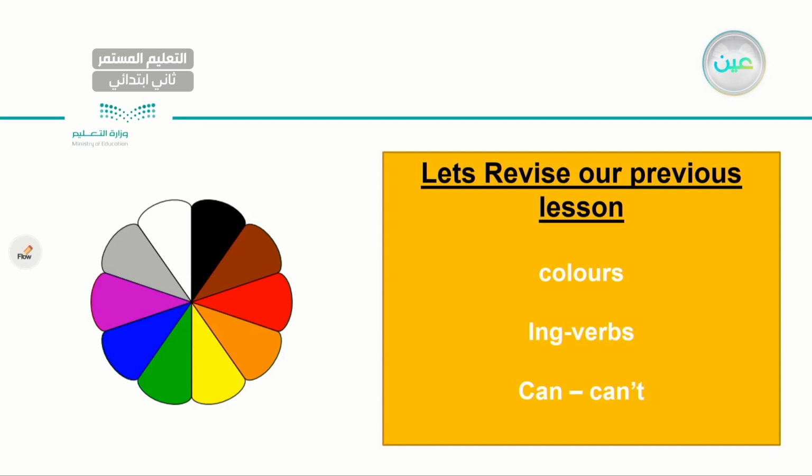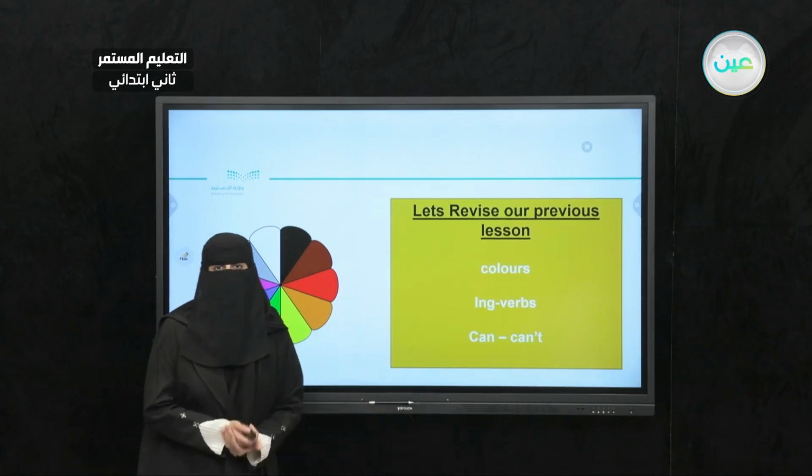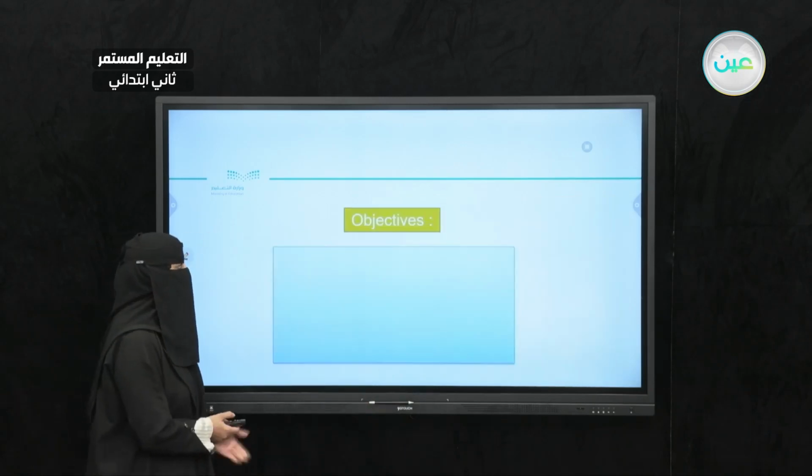In the previous lesson, we revised colors, and you did an awesome job naming different kinds of colors. Also, we used them to describe people's outfits. What are they wearing? And we matched them with the colors. Also, we practiced using ing verbs, playing, jumping, skipping, and you were able to use can and cannot. We will revise them as well at the beginning of our lesson.